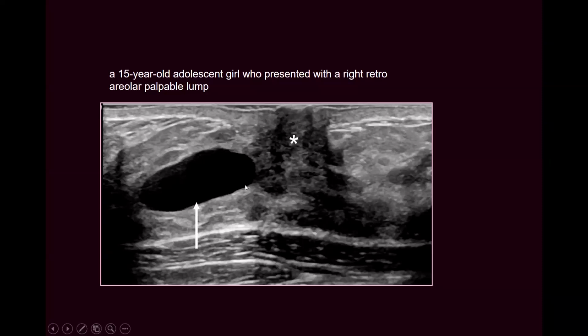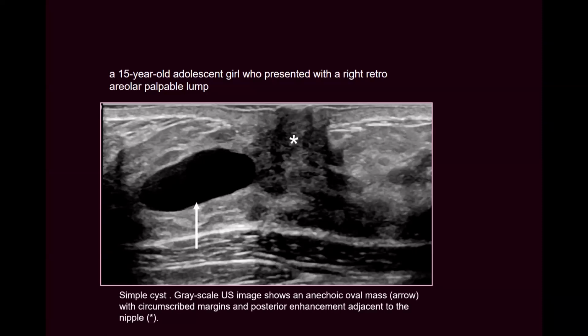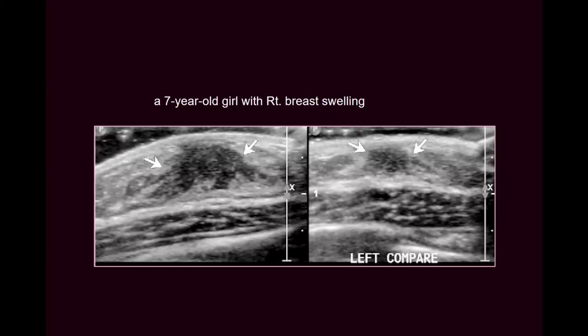But what about the surrounding parenchyma? What do you think about the surrounding parenchyma? I think it is homogeneous fibroglandular. Fibroglandular, yes, this is the fibroglandular. This is gland. As we mentioned, the gland is isoechoic to the fat. This is a 7-year-old girl with right breast swelling.